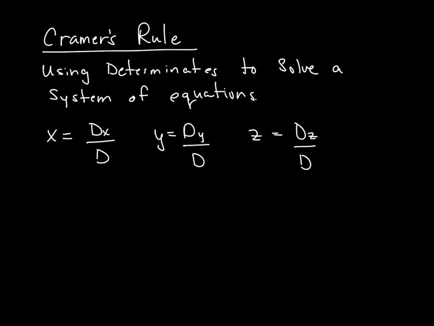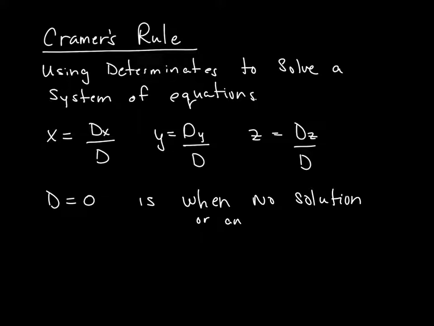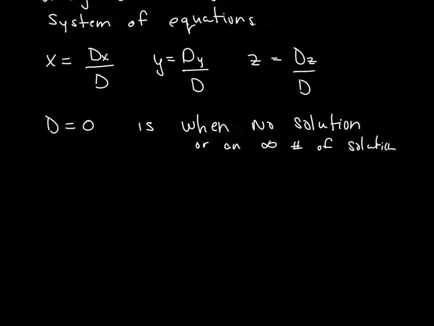Now, it's really, really important to know that if D is equal to 0, then the system of equations is inconsistent or dependent, and this happens when there is no solution to the system or an infinite number of solutions. Now, the big question here is how do we find D and Dx and Dy and all of those different determinants?